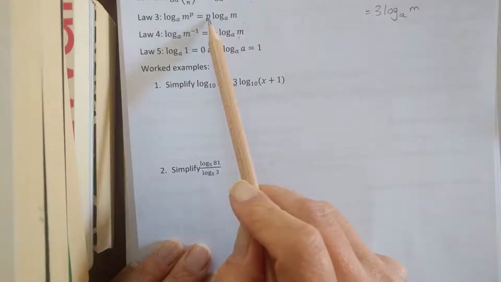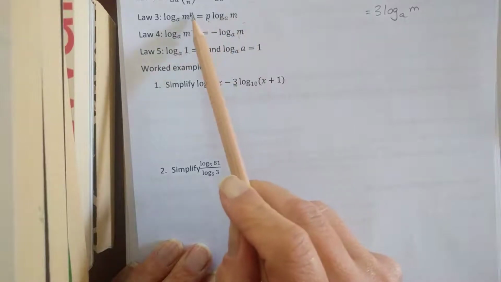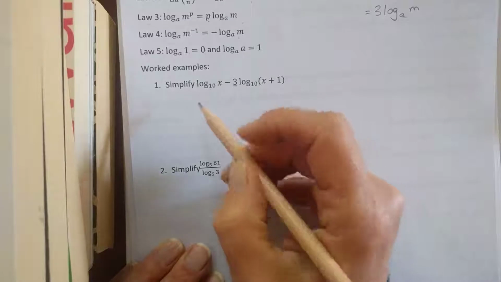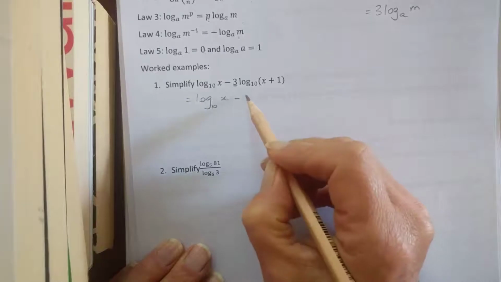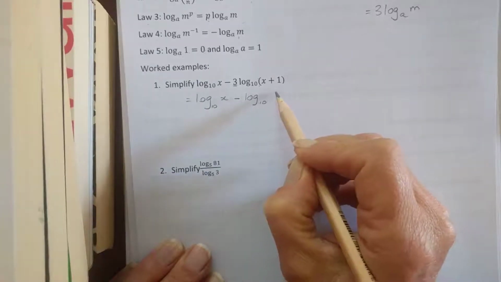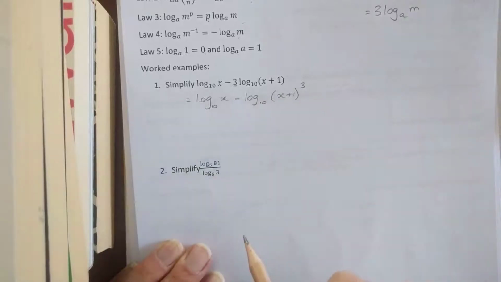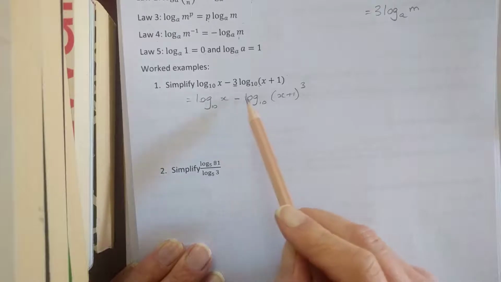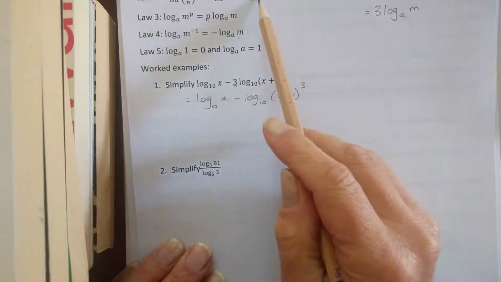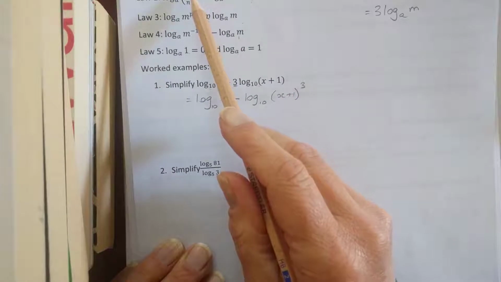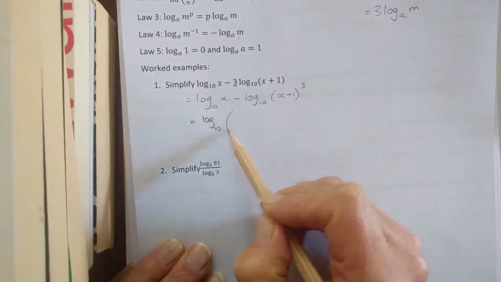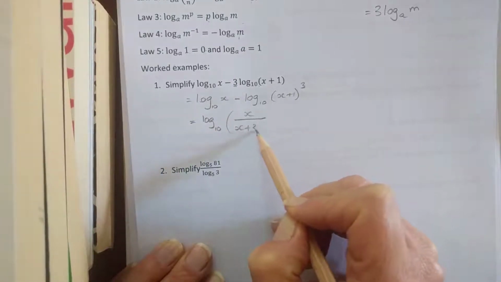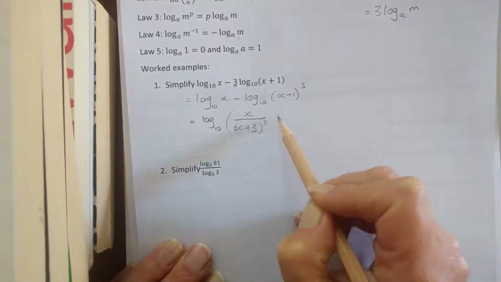So if I've got a constant out the front, I can bring that up to be the power of the argument. So my first line, I'm going to keep the log base 10 of x, and it's going to be minus log base 10 of x plus 1 to the power of 3. So that 3 has moved up to the power. Now I've got log base 10 of something minus log base 10 of something. So using my second law, I'm going to collect those together to be m over n. So this is going to be log base 10 of x over x plus 1 cubed. And that's me done.